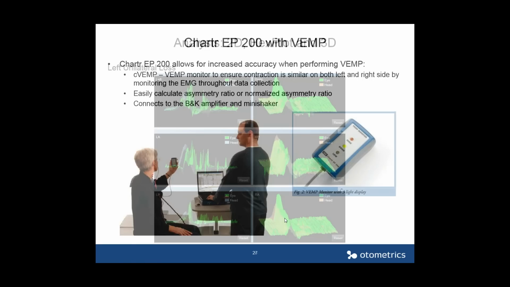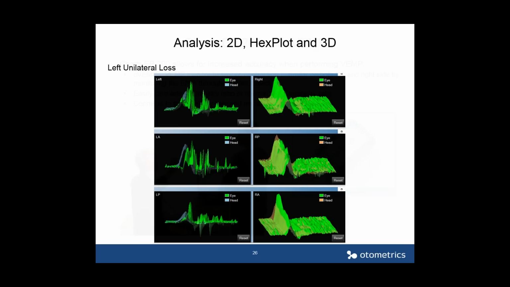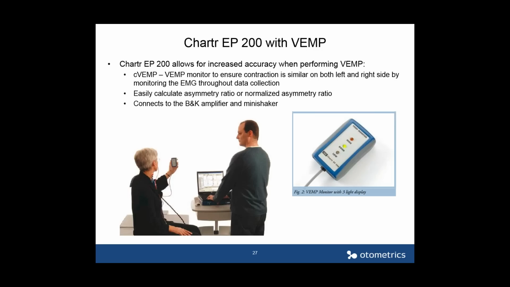So it's very easy with head impulse to look at the results from the 6 canals, determine is this a left side, a right side, and which canals are affected. Talking about the Charter EP200 with VEMP, the really nice thing about the Charter EP200 is that we have this VEMP monitor. So you utilize this when you're doing your cervical VEMPs.